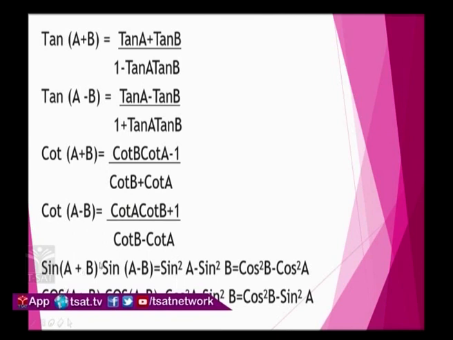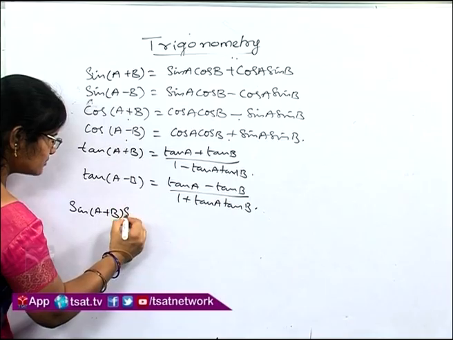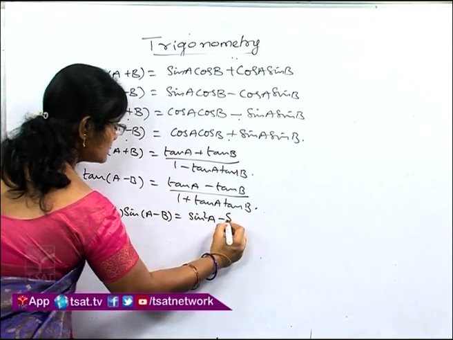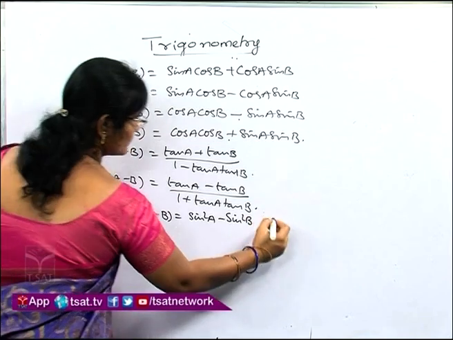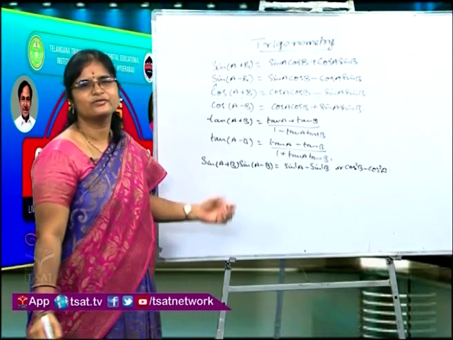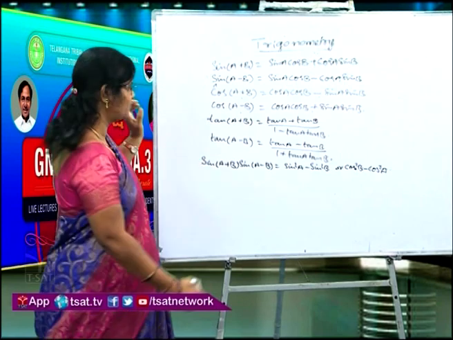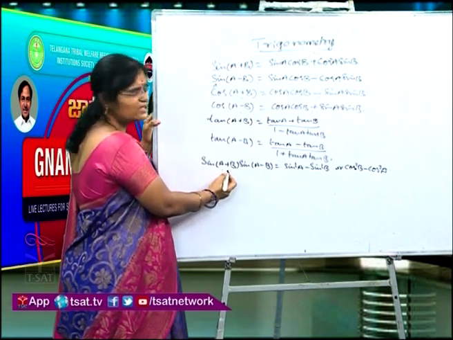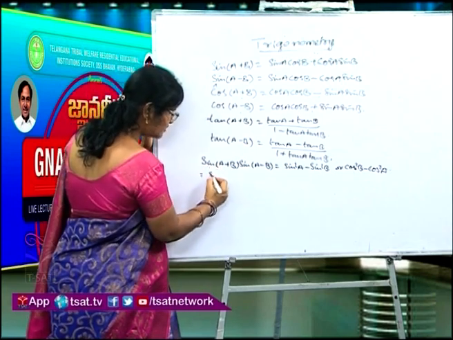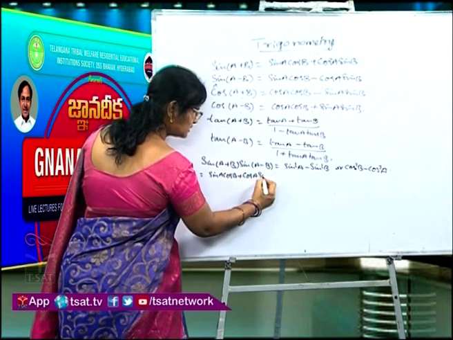Next, if you see, children, sin of a plus b into sin of a minus b, this I want to say, sin of a plus b into sin of a minus b, which is equal to sin square a minus sin square b, or cos square b minus cos square a. Sometimes you will get confusion, children, in exam, but don't worry, within a minute we can solve, children. If you know the formula for sin a plus b and sin a minus b, then we can derive easily, children.